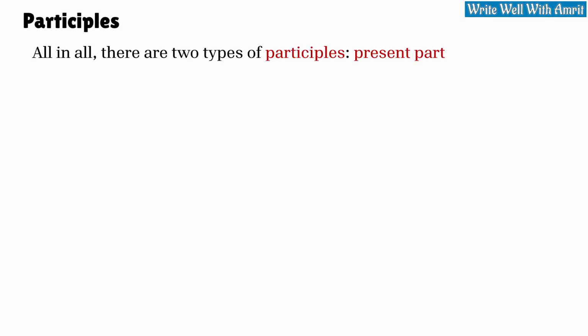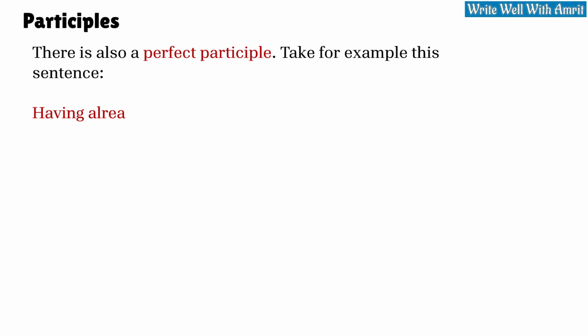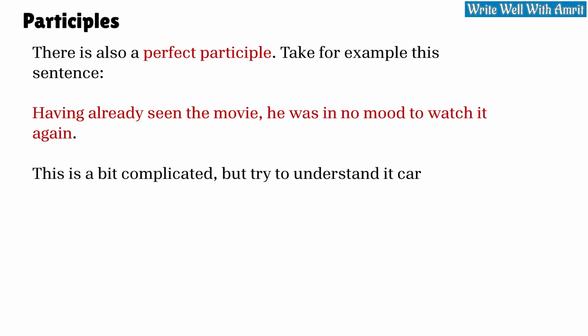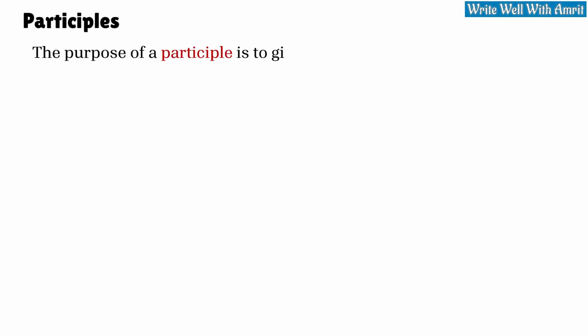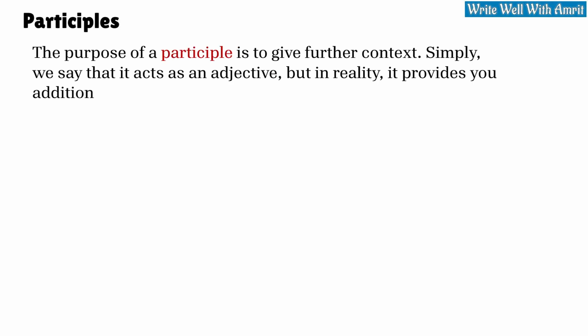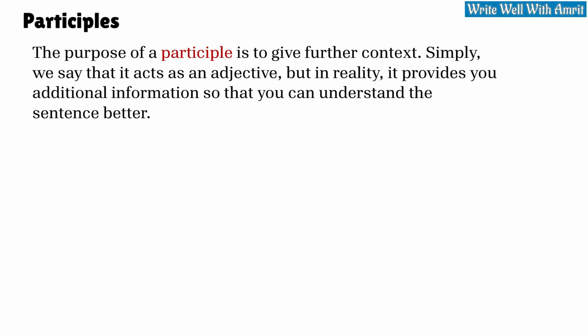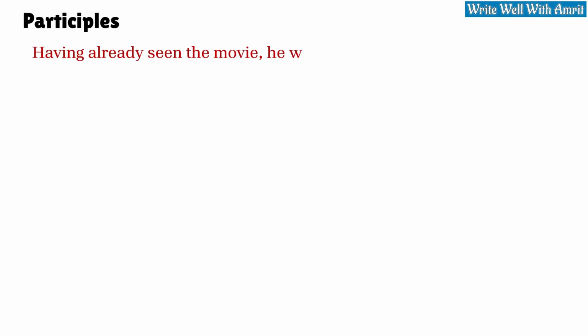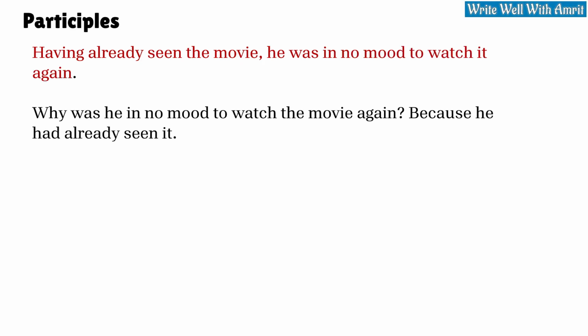All in all, there are two types of participles, present participle and past participle. There is also a perfect participle. Take for example this sentence, having already seen the movie, he was in no mood to watch it again. This is a bit complicated, but try to understand it carefully. The purpose of a participle is to give further context. Simply, we say that it acts as an adjective, but in reality, it provides you additional information so that you can understand the sentence better.